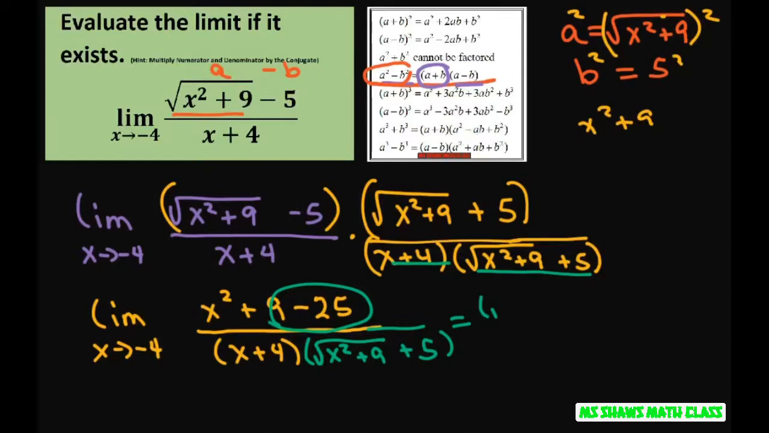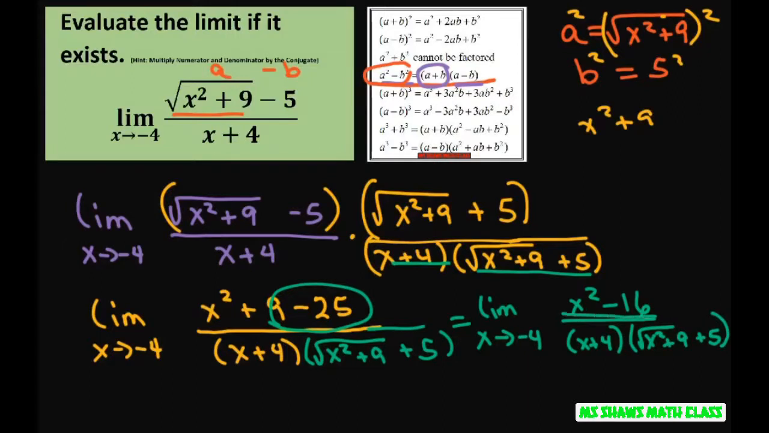So let's write that out. The limit, we'll squeeze it in here. x approaches -4, x squared minus 16, and then you have your x plus 4, and let me squeeze it in, square root of x squared plus 9 plus 5. All right, now we can factor this. We're going back basically to this. These are both perfect squares. So on the next slide, I'm going to factor this as x minus 4 times x plus 4.